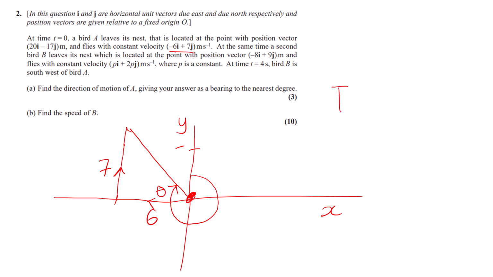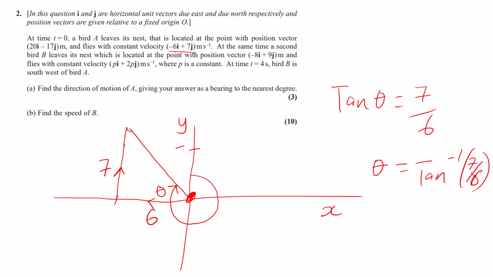So we're going to say that tan theta is given by the opposite over the adjacent. And therefore, theta is going to be tan inverse. Put 7 over 6 there. And that will give you the angle. Once you get this angle, you add the 90 and the 90 and the 90, which is 270. You add them, and that will give you that. So that's the first one done.